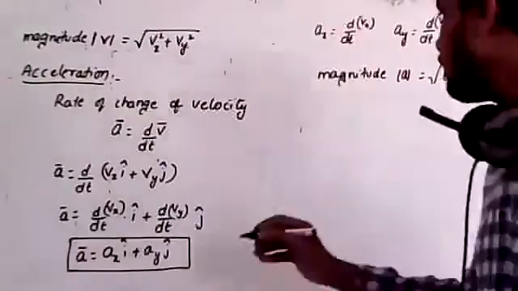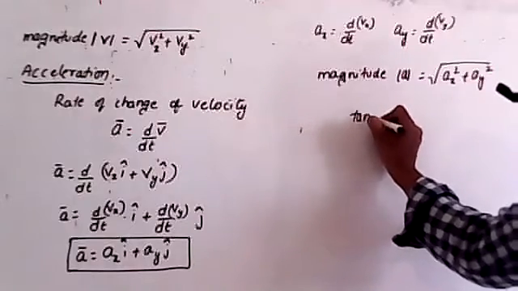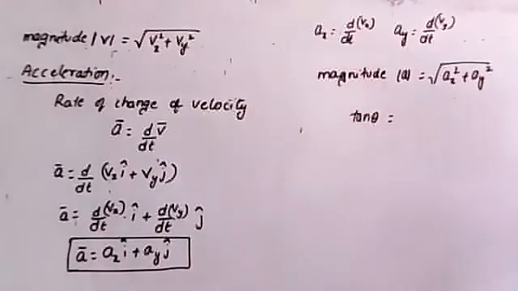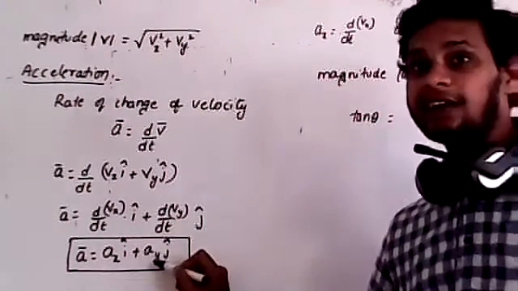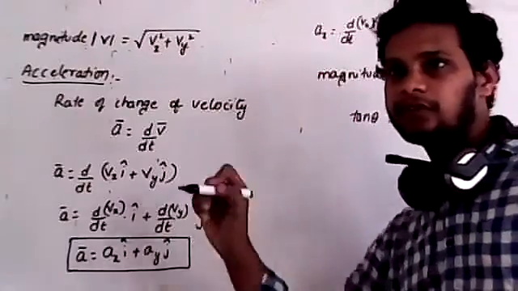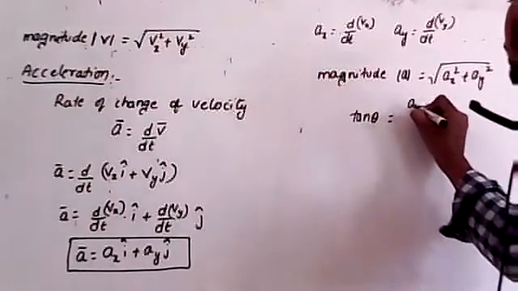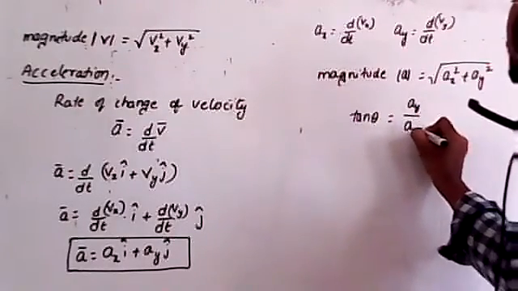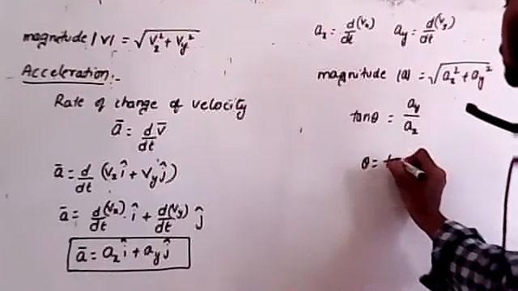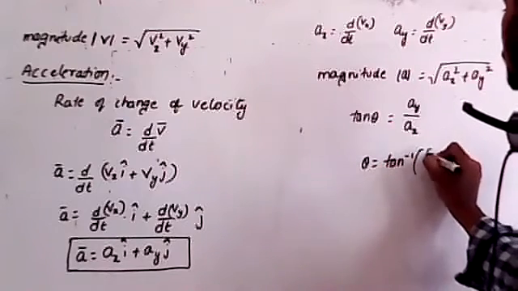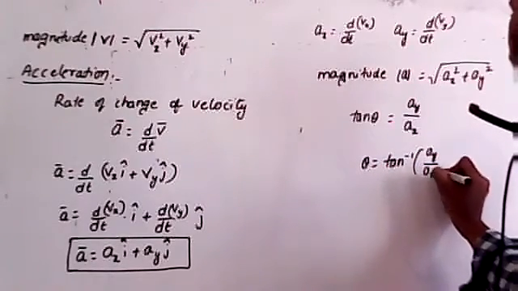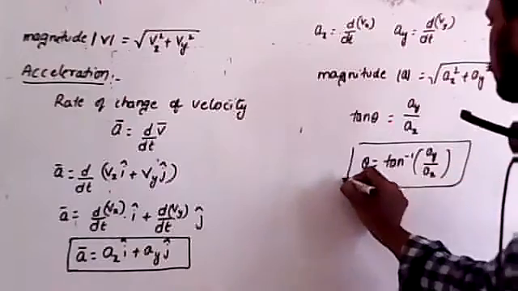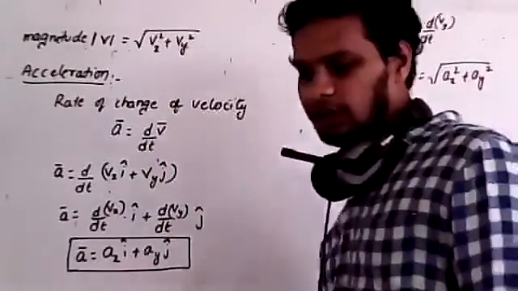Now, what is the tan theta value? Direction, tan theta. Very good, Atidhi, Anirudh. Y component by x component. So y component is ay divided by x component is ax. Therefore, theta is equal to tan inverse of ay by ax. Okay, na?